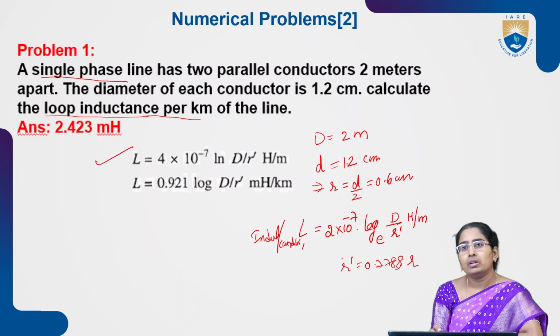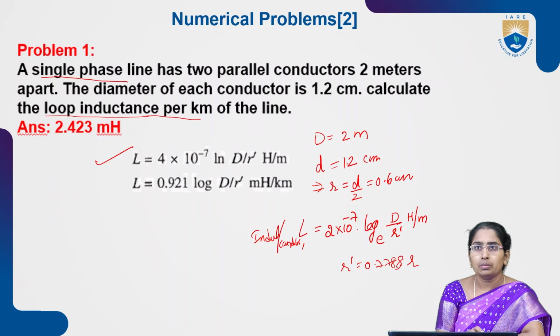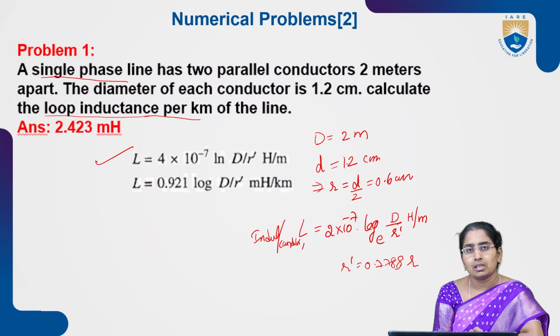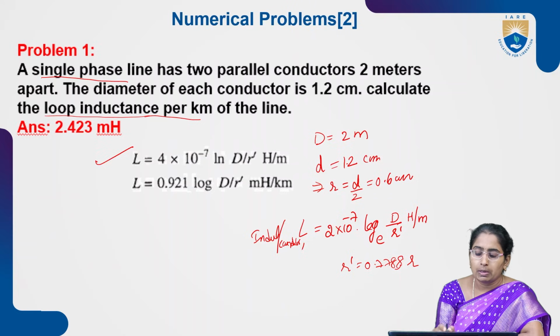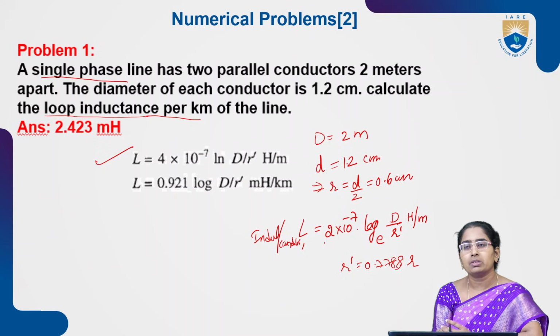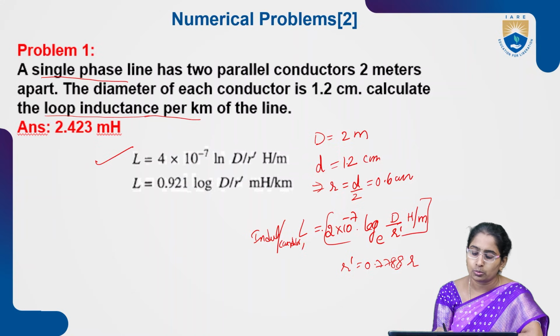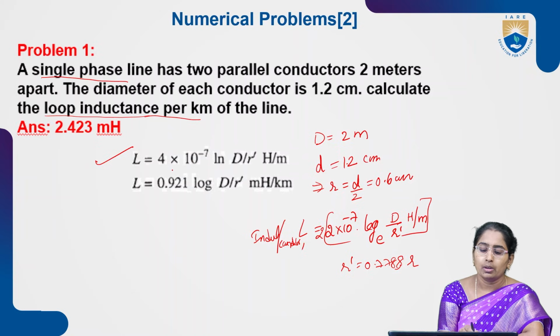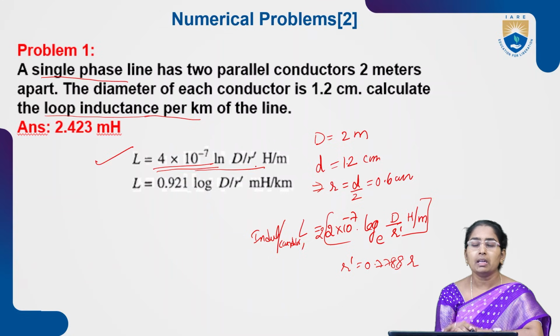But in the problem they asked for the total inductance, the loop inductance. Loop or total inductance means, because in the single phase transmission line we have two conductors, it will be multiplied by 2. So the expression becomes 4 into 10 power minus 7 log base e capital D by R dash.